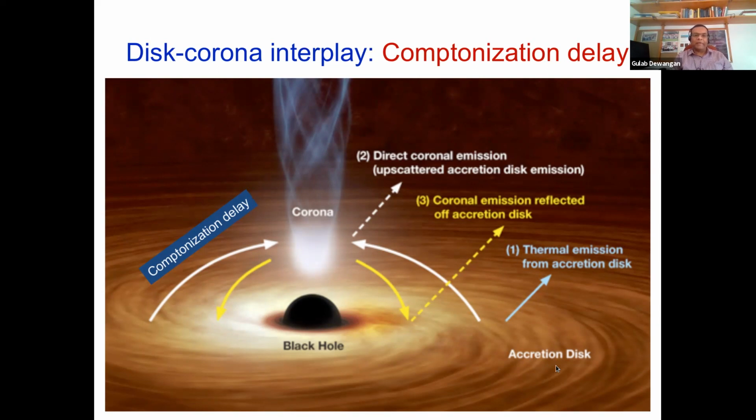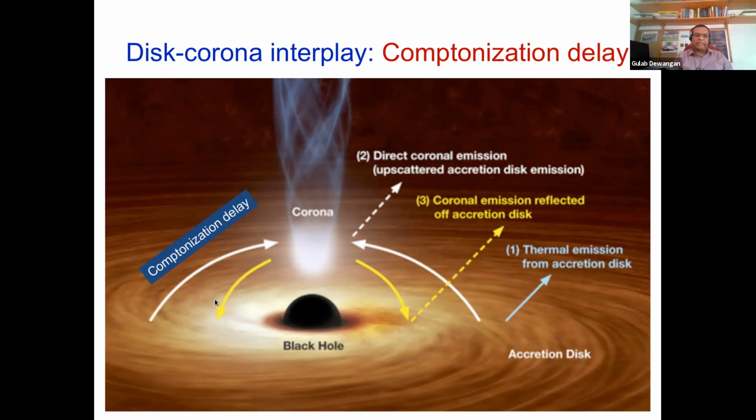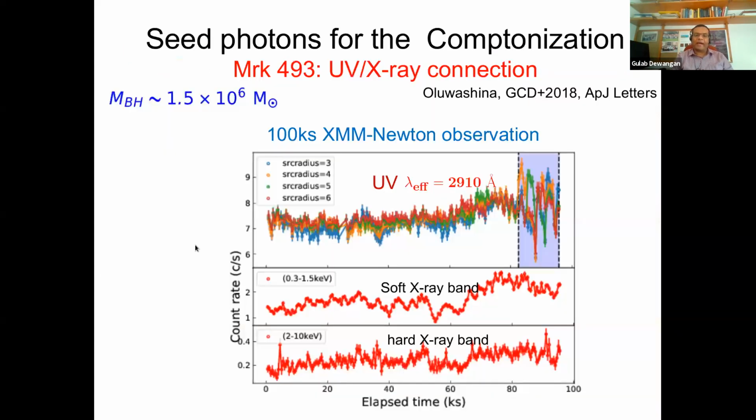So one more thing: there is a delay between the seed photons from the disk emission and the hot corona. So whether one can measure that is the question. Whatever I had mentioned earlier is a theoretical model, but one needs to probe it observationally, and we have probed this in the AGN Markarian 493. This is work by Olu Asina, who was a PhD student at IISc, and myself and a few others.